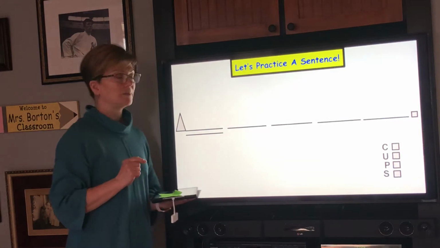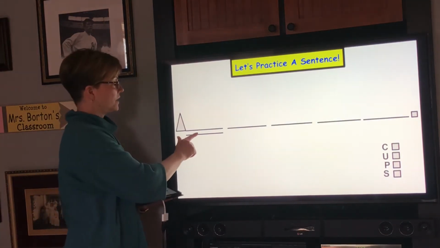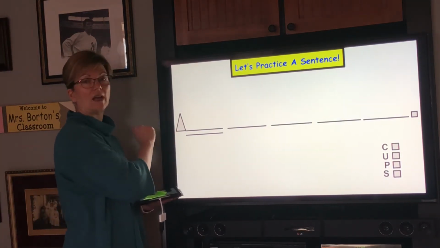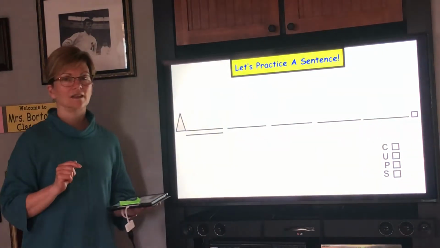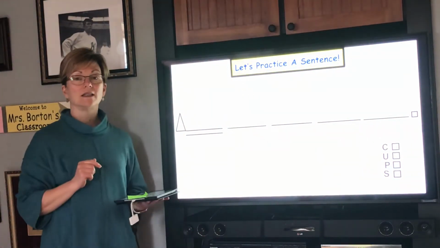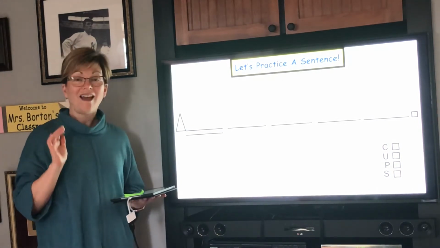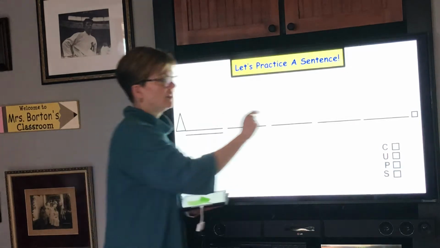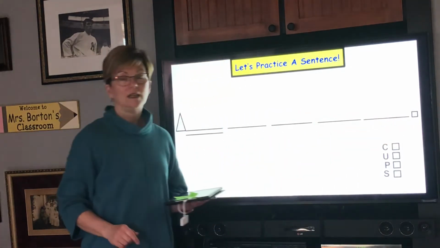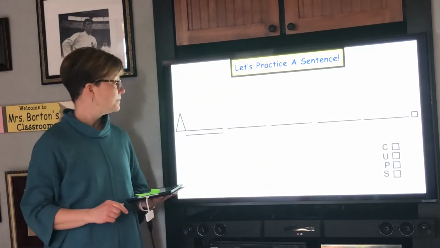1, 2, 3, 4, 5 words. 5 lines. The first one gets 2 lines. You need a triangle for a mountain and a square at the end. The triangle tells us what? Yeah, you need an uppercase letter to start off every sentence. The square, you need some kind of punctuation at the end.